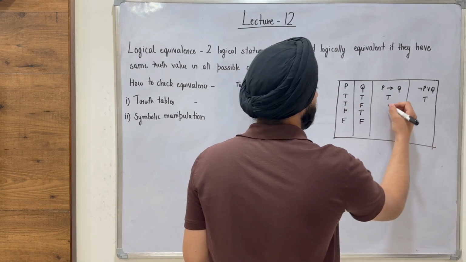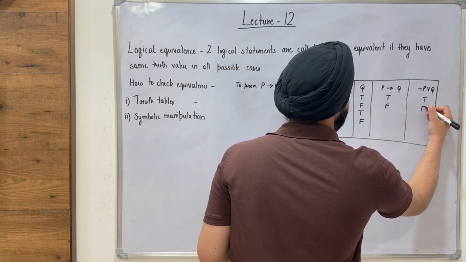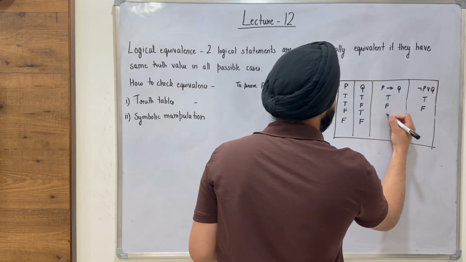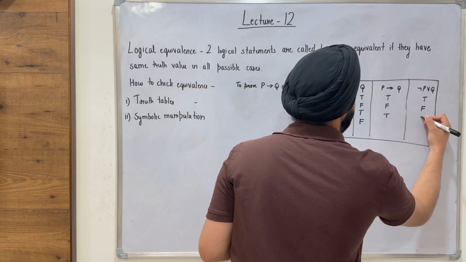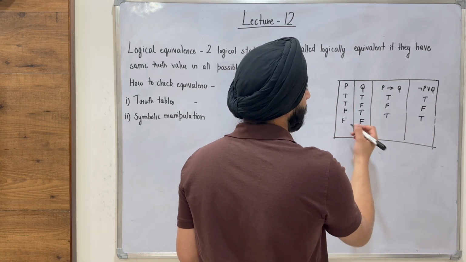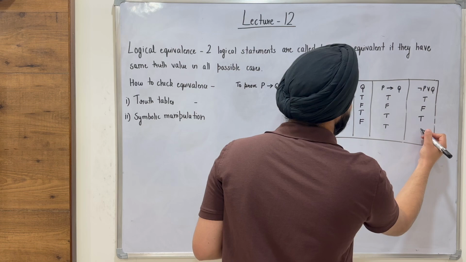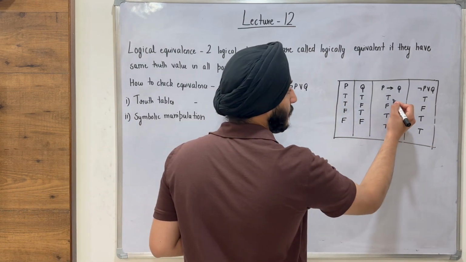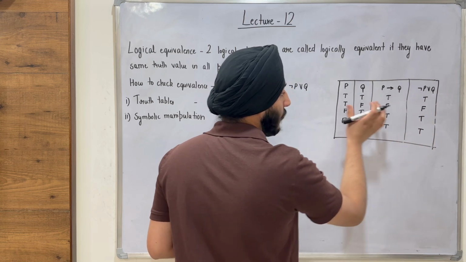When this is true and this is false, we get false, false in this case as well. When P is false and Q is true, we get true in this case, and we get true in this case as well. And when both are false, we get true in both the cases, right? So if you notice, their truth values are equal to each other for all the cases.